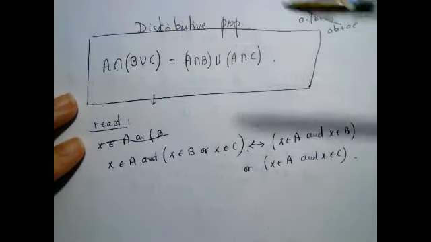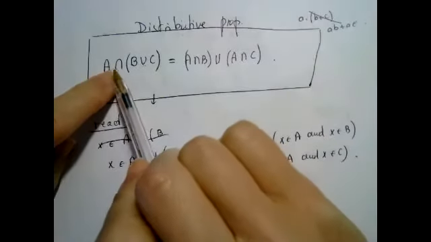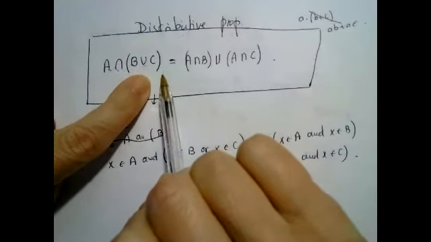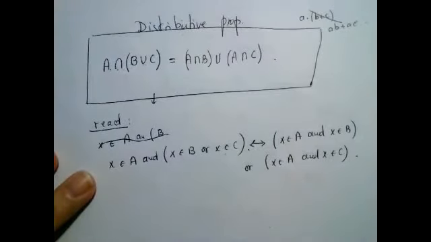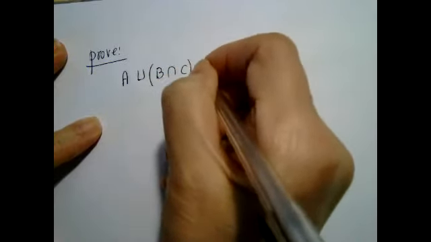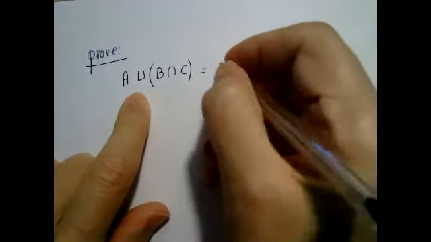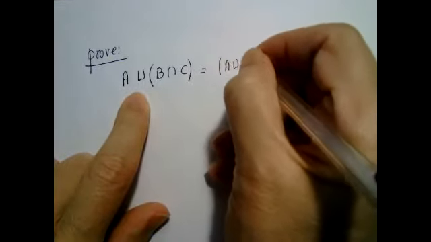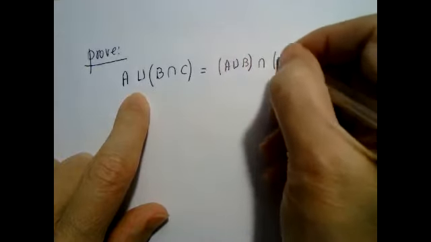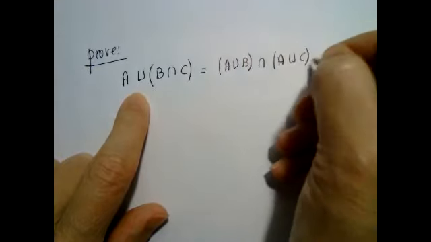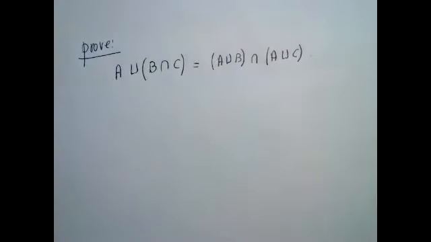Today we're going to do the other distributive property, the union with respect to the intersection. So we're going to prove the following. And this time you have to try harder. We have to prove that A union (B intersect C), so I'm distributing the union with respect to the intersection, is (A union B) intersect (A union C).